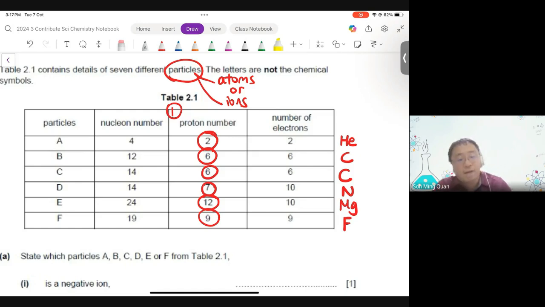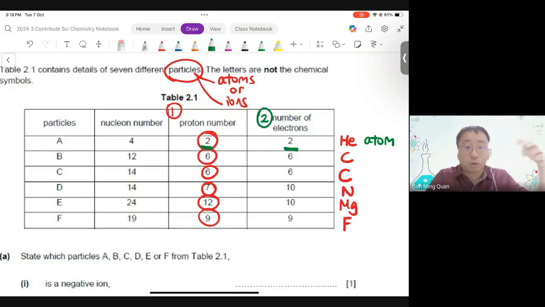Okay? Now, after the proton number is done, the next thing to do is always the electrons. What do you look at? Is the number of electrons the same as the proton? In this case, for example, A has 2 electrons. It also had 2 protons, right? So if it's the same, it's an atom. So A is a helium atom because the number of electrons equals the number of protons. B, again, 6 and 6, 6 electrons, 6 protons, atom.